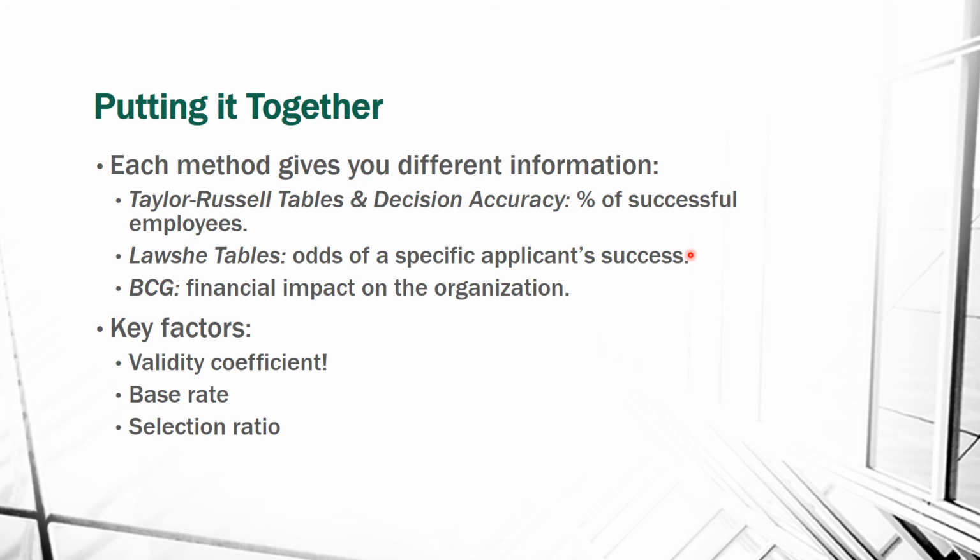Again, I'm going to say this one more time because it's really important. The key factors that tend to drive the utility of a test, first and foremost, the validity coefficient. If you don't have a good validity coefficient, you can't have much in the way of utility. But even when you have a good validity coefficient, you also have to take into account the base rate and the selection ratio. A low base rate and a low selection ratio give you space to have more utility. A high base rate means everybody's going to do fine whether you use a selection system or not. A high selection ratio means you have to select everybody whether they do well in the selection system or not. In those scenarios, you won't have much utility. But a high validity coefficient, a low base rate, and a low selection ratio give you the best combination for good utility.